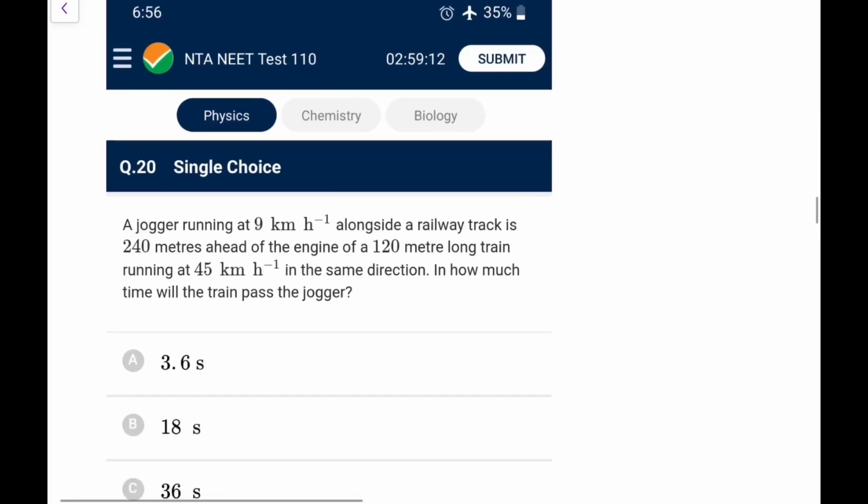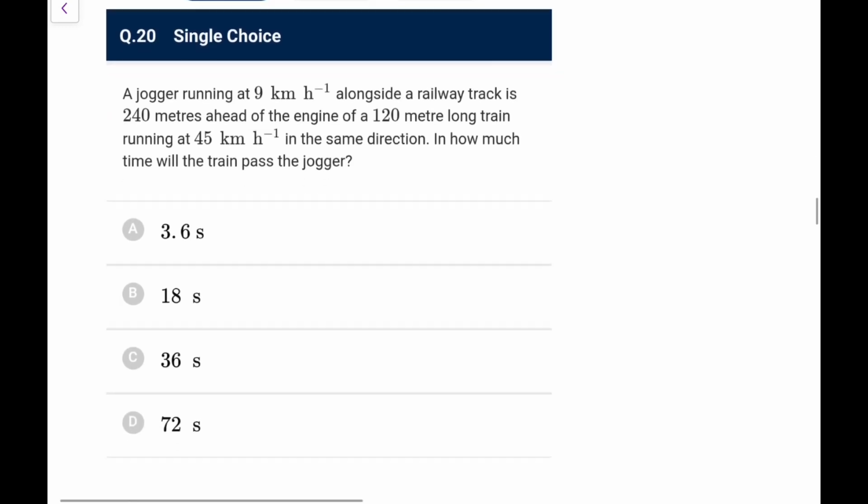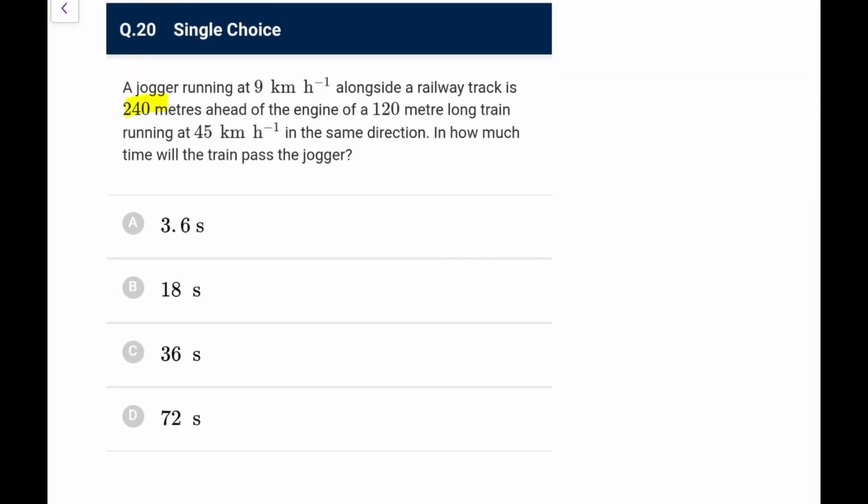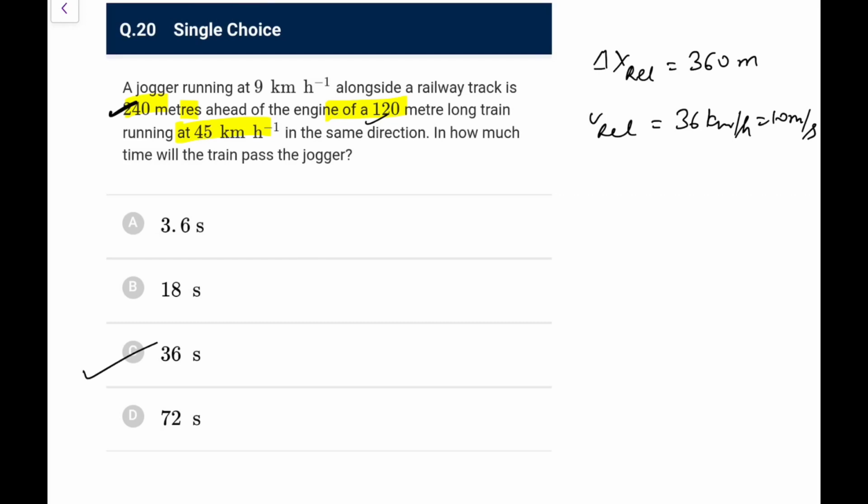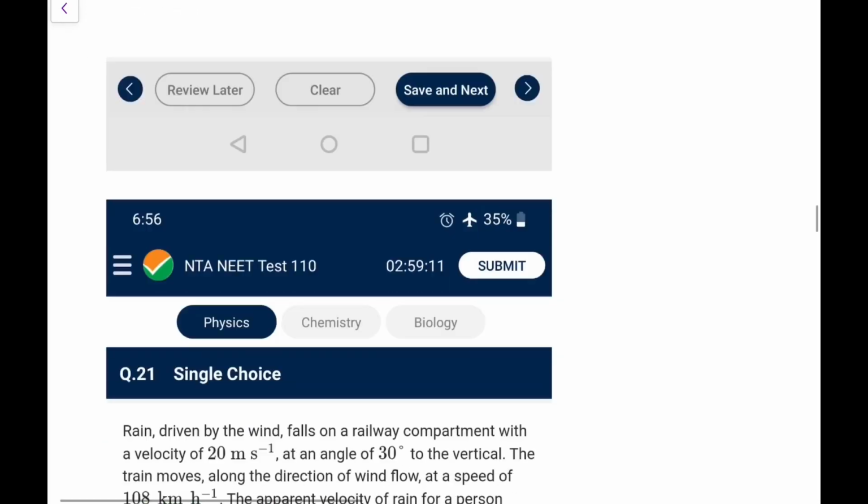Next one. A jogger running at 9 kmph alongside a railway track is 240 meters ahead of the engine of a 120 meter long train running at 45 kmph. In how much time will the train pass the jogger? So for the train to pass the jogger, relatively it should cover 240 plus 120, that means the relative delta x it has to cover is 360 meter, and the relative velocity of the train is 45 minus 9, 36 kmph, which is 10 meter per second. So directly 36 seconds you can go for, the time it will take to cross the jogger.